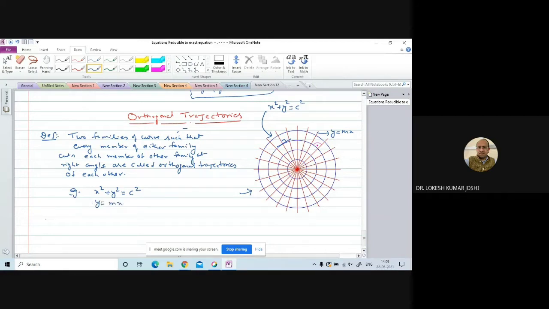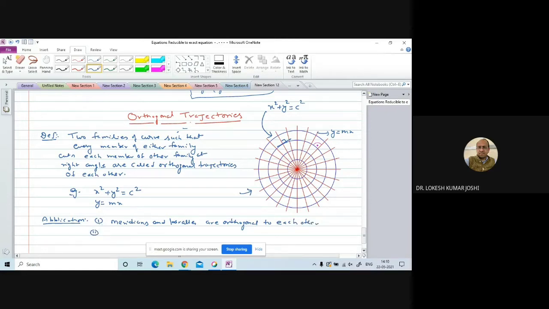Now, where do we see orthogonal trajectories in real life or in science? We have some applications where we can see these types of trajectories. If you have ever seen the globe, in the globe we have meridians and parallels, which are orthogonal to each other.